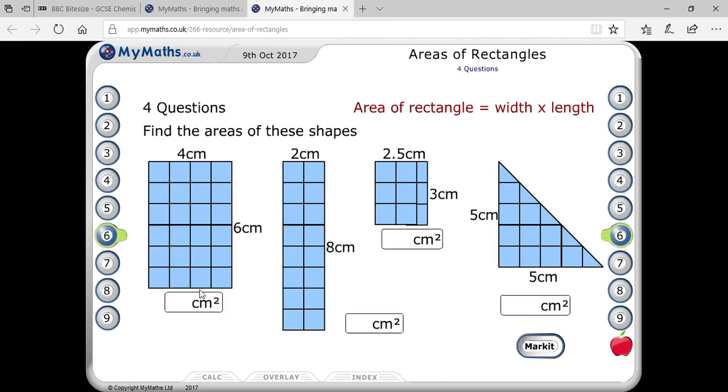You can tell me one by one the area. Hello? Yeah, I'm here. Am I supposed to answer these? What will be the area? 24 square centimeters. Yep, 24 centimeter square, that is written there. Okay, so next here, how much will it be? 16. Yep, that's right.